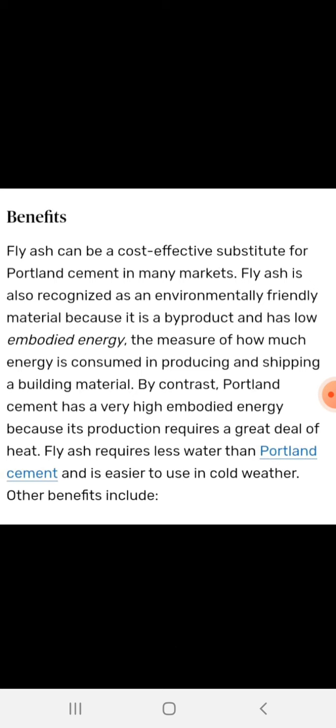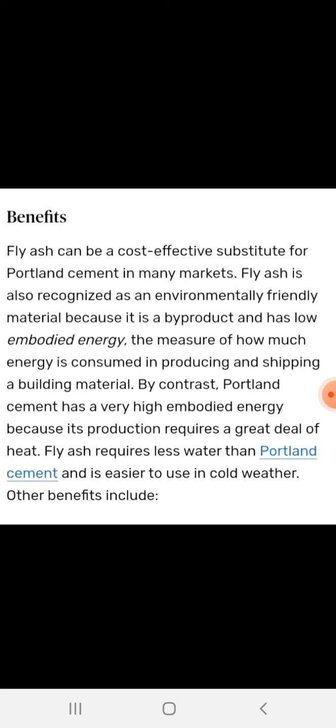Benefits of fly ash. Fly ash can be a cost-effective substitute for Portland cement in many markets. Fly ash is also recognized as an environmentally friendly material because it is a byproduct and has low embodied energy, the measure of how much energy is consumed in producing and shipping a building material. By contrast, Portland cement has a very high embodied energy because its production requires a great deal of heat. Fly ash requires less water than Portland cement and is easier to use in cold weather.